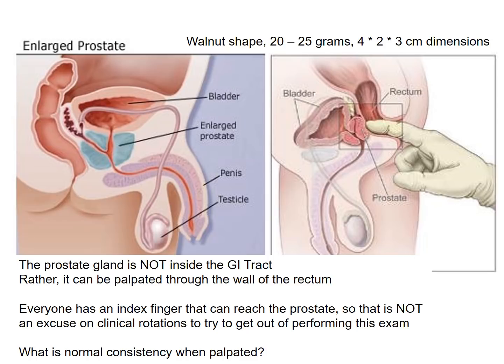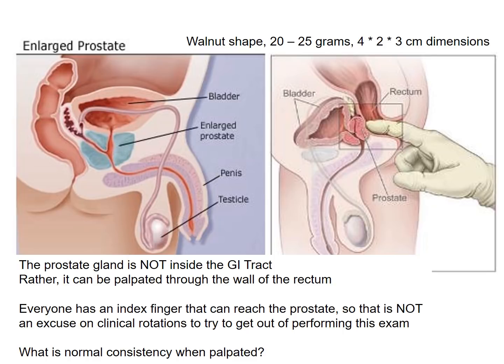It's walnut shaped. It's about 20 to 25 grams in size, and it's got dimensions of about 4 by 2 by 3 centimeters. The prostate gland, again, is not inside the GI tract, but you can palpate it through the wall of the rectum. And consistency, it should be kind of spongy but smooth. You should not be feeling a lumpy, bumpy prostate. It should feel symmetric. It should not be tender.